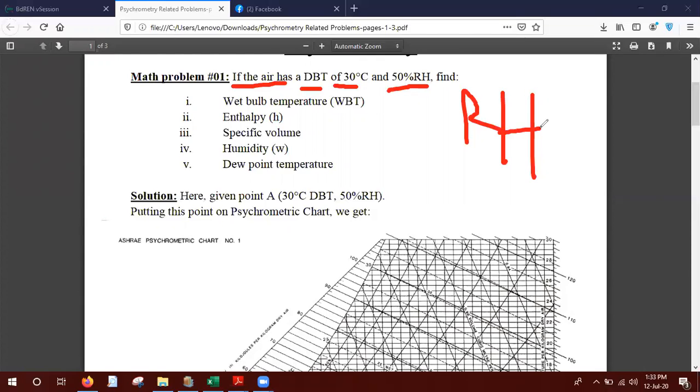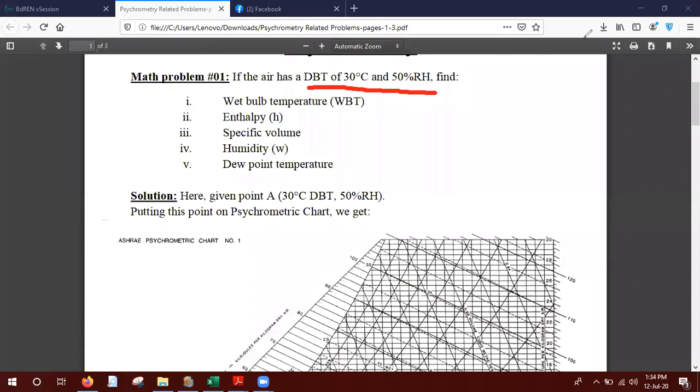There are 7 parameters in the psychrometric chart. Among the 7 parameters, the dry bulb temperature and the relative humidity are given: the dry bulb temperature is 30 degrees Celsius and the relative humidity is 50%. We need to find out the rest: the wet bulb temperature, the enthalpy, the specific volume, the humidity ratio, and last but not least, the dew point temperature, also known as the saturation temperature. First, we need to put the 30 degrees Celsius and the 50% relative humidity into the chart.